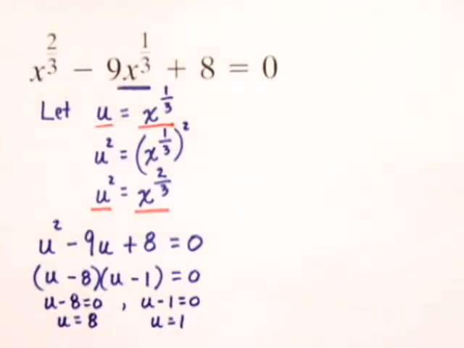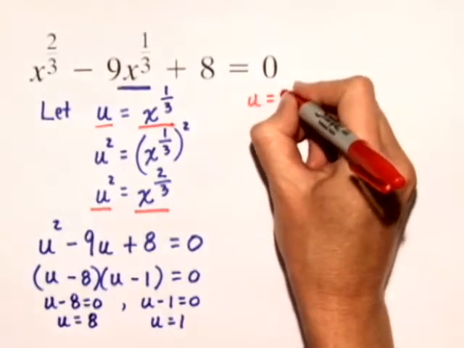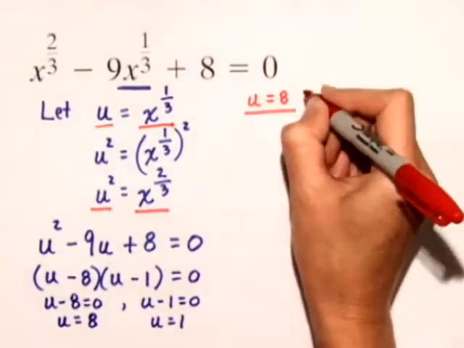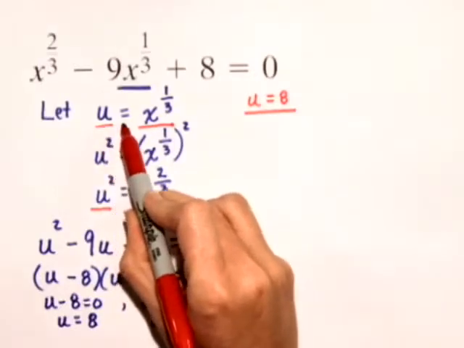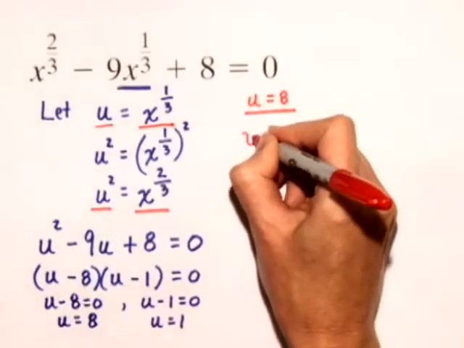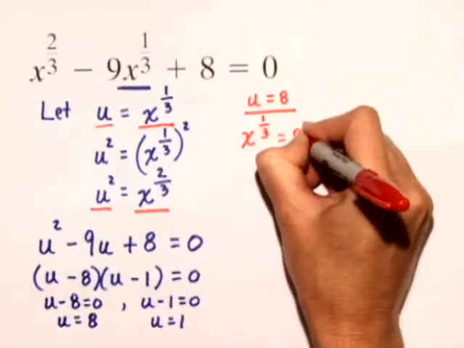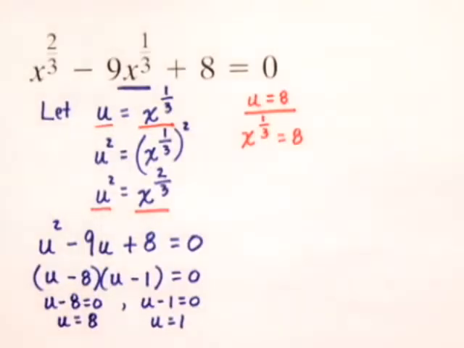But be careful now. We can't stop here because our original equation was given in terms of x. So we need to now go back and substitute the values we have. So if u is equal to 8, and we know u is the same thing as x^(1/3), we'll substitute x^(1/3) here for u. So x^(1/3) equals 8 is the equation we need to solve.